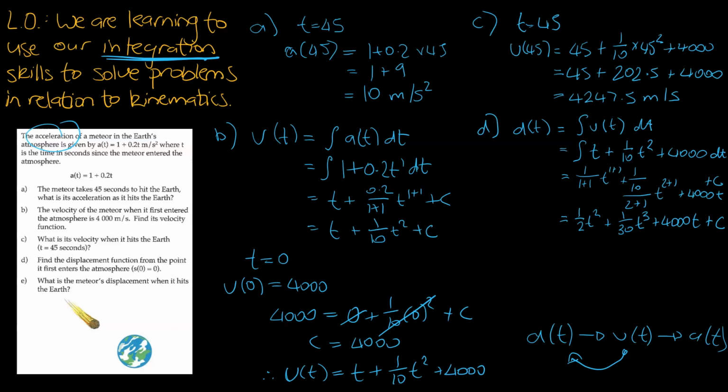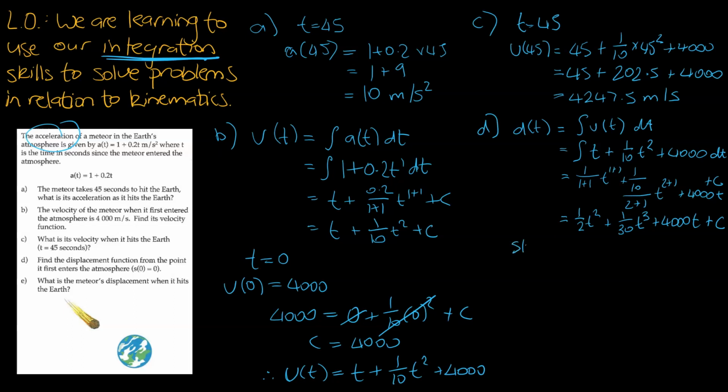And that constant is a bit annoying for us. So just like we did for question B, we need to go ahead and find some other information, some other relationship to find out what that c value is. What I'm going to do is again get rid of this diagram to create a bit more space. And question D, find the displacement from the point where it first enters the atmosphere.